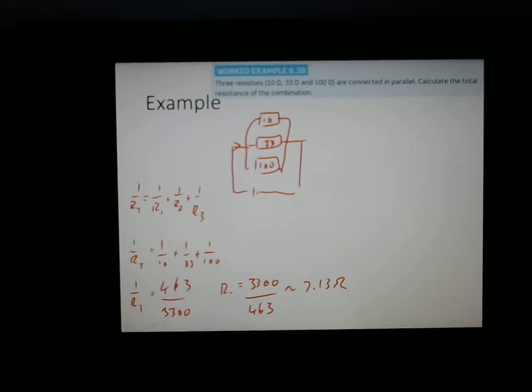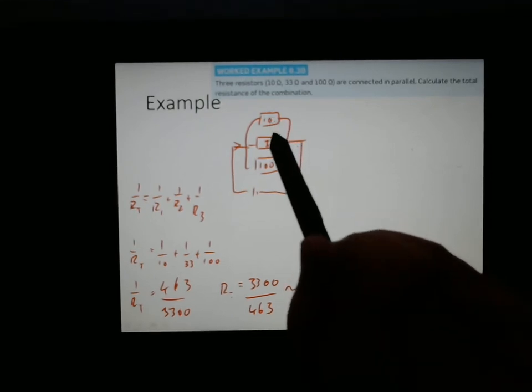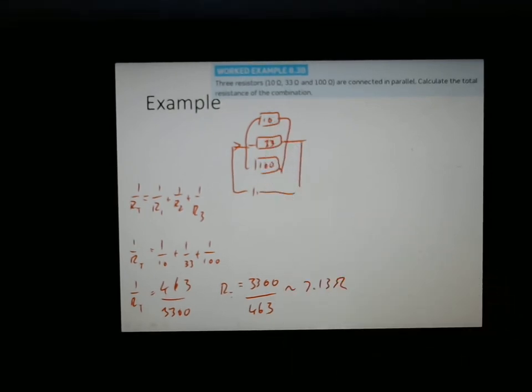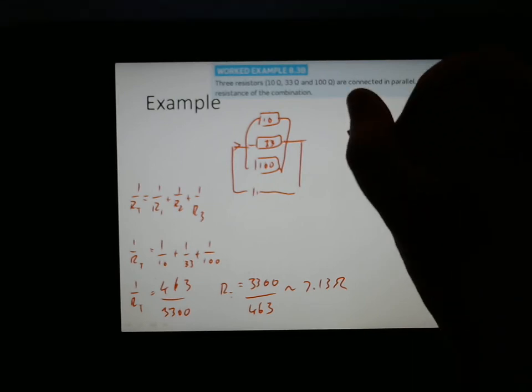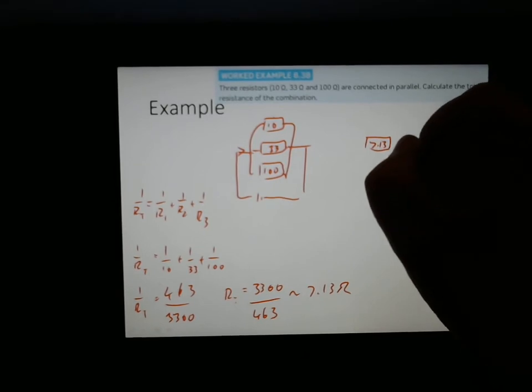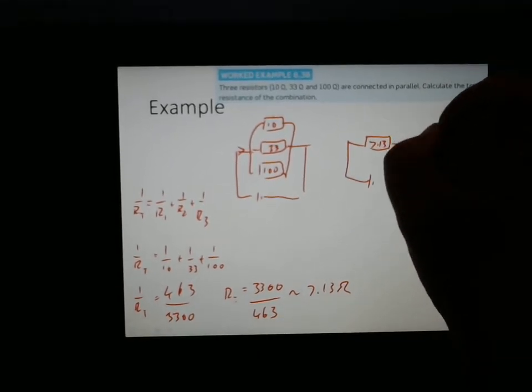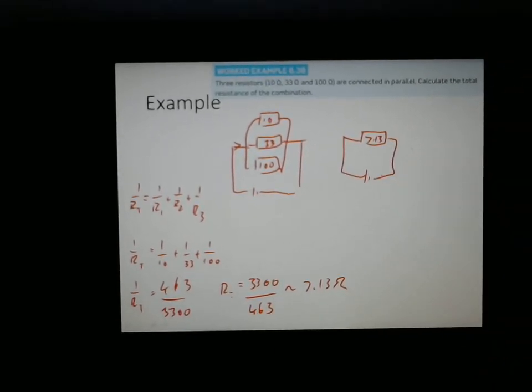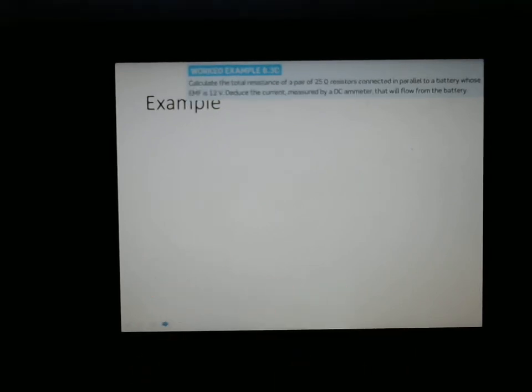ohms. We can see here that even though we have a 10, a 33 and a 100, this is equivalent to if I had 7.13. Okay, the same amount of current would be running through this system with these, and this is generally what should happen, that you would end up with less resistance, or equivalent less resistance. Okay.